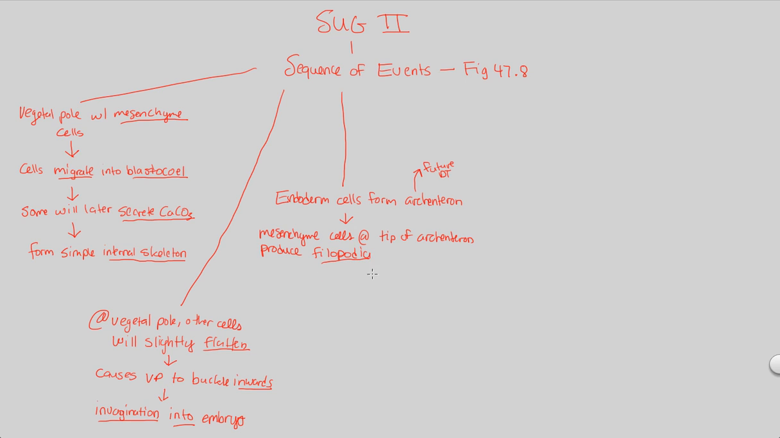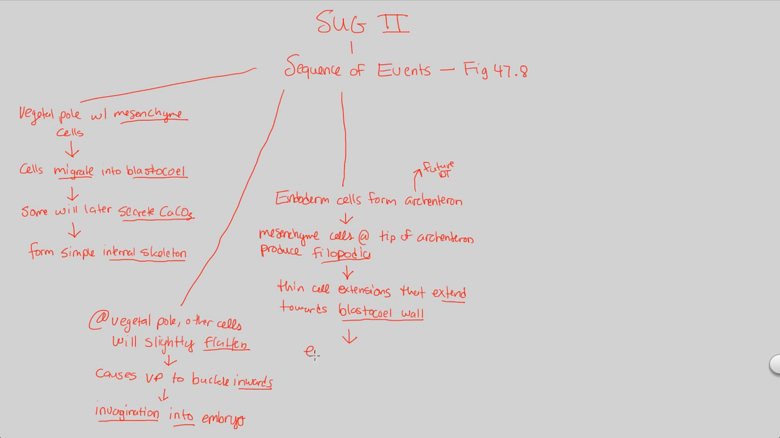So this is a new term to remember. Mesenchyme cells at the tip of the archenteron produce filopodia. What are filopodia, and what use are they during gastrulation? These are very thin cell extensions that extend toward the blastocoel wall. So we still have this blastocoel, this central cavity within this developing blastula that's trying to turn into a gastrula. These thin extensions will extend towards there.